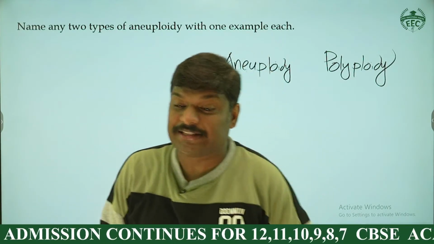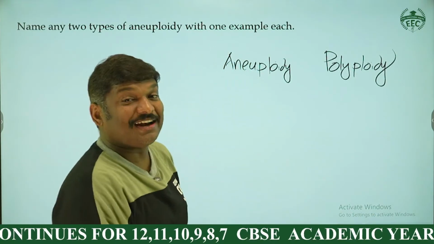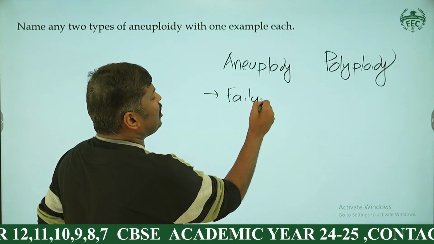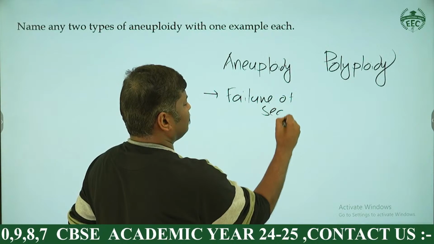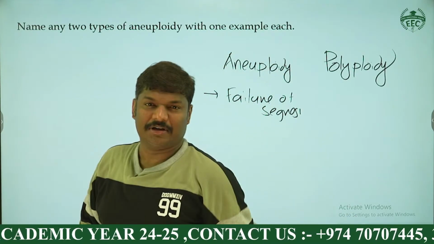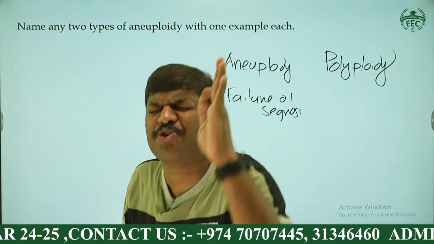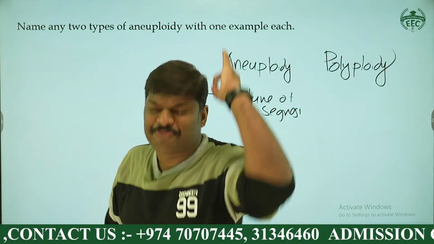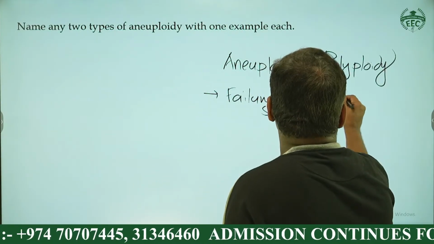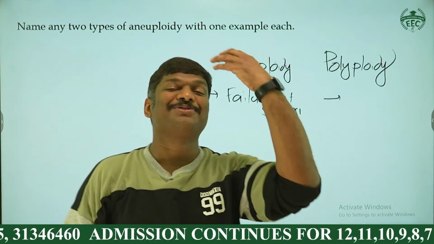What is aneuploidy? The definition is very important. Generally segregation is taking place, and what is aneuploidy? Failure of segregation of chromatids. And that sentence is very important: failure of segregation of chromatids during the meiotic division. What is polyploidy? It is a failure of cytokinesis.